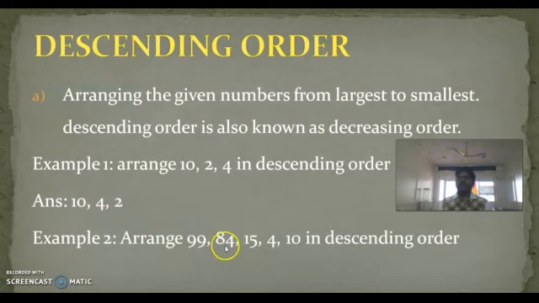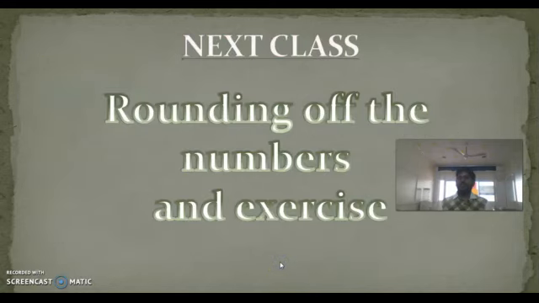Arrange 99, 84, 15, 4, 10 in descending order. In this group, identify these things: 99, 84, 15, next biggest 10, next biggest 4. In the next session, we will discuss some examples with rules and rounding of numbers.